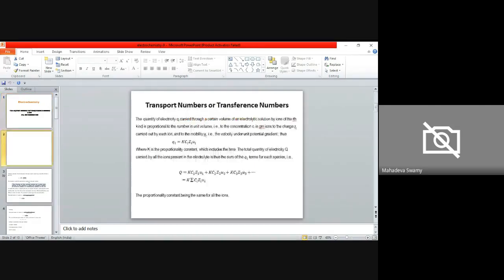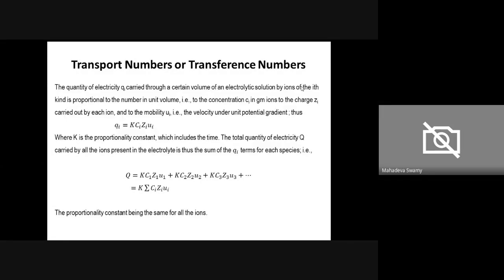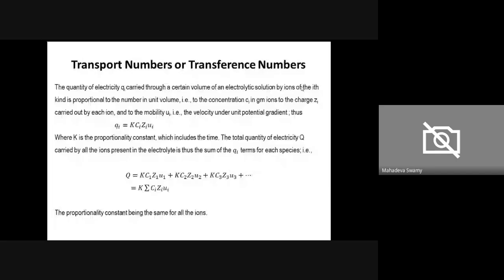Here you see the transport number. We also call this the transference number or Hittorf number. Hittorf is the scientist. He was the first to determine the transport number in electrolyte solution. So that's why this is also called the Hittorf number. Yeah, it's very simple. Try to understand the concept.